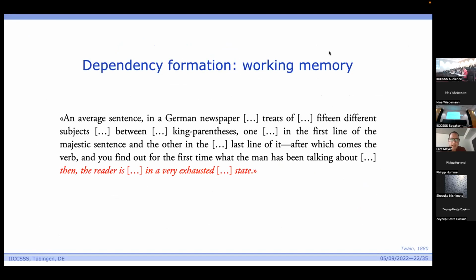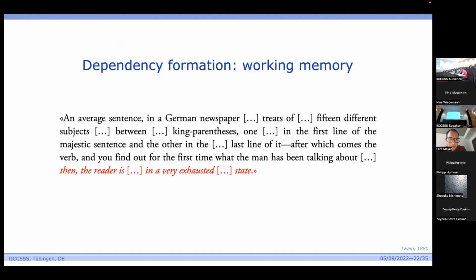Okay, chunking, talked about this enough. We got 10 minutes left. I'll speak a bit about dependency processing and working memory. So dependency formation is something that is apparently costly. And I like this quote from Mark Twain. It's a funny book anyway.